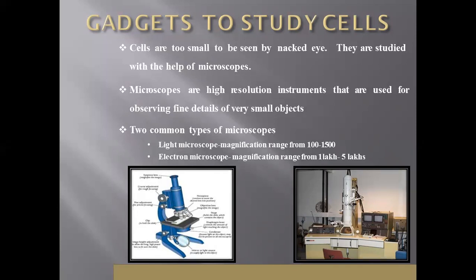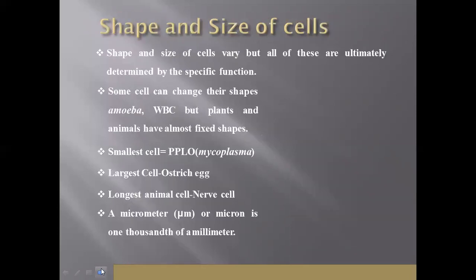Whereas if we want to study in depth the cell organelles or smaller microscopic organisms, then we use the electron microscope, because its magnification range is from 1 lakh to 5 lakh. So there are 2 types of microscope, light microscope and electron microscope.